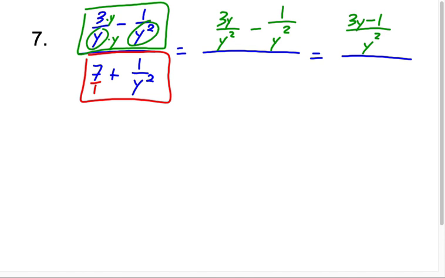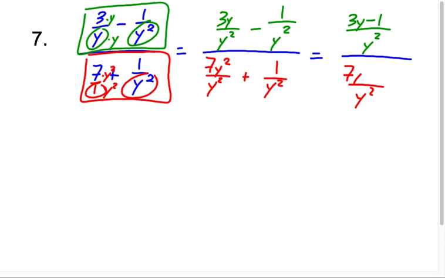On the bottom, my common denominator between 1 and y squared is going to be y squared. We're adding here. So if I rewrite this one, I need to multiply the 7 by y squared, so I have 7y squared. And the other one stays that. So as one fraction, I add the tops together: 7y squared plus 1 over y squared.